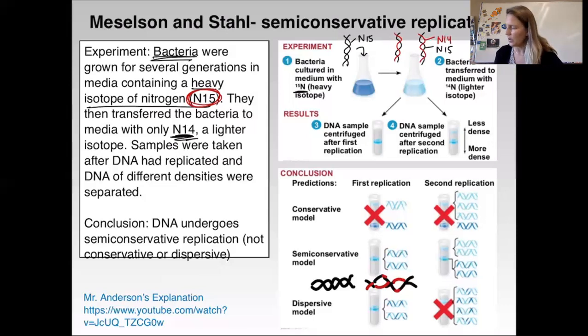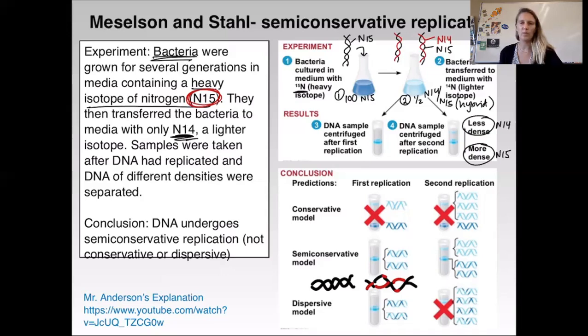So what you see now is that in generation 1, we have 100% N15. In generation 2, we have half N14, half N15. So they're all hybrids, right? And then they looked later and later. And they did this through a centrifugation where you can literally separate the DNA that is more dense, meaning N15, versus lighter or less dense N14. All right. So Mr. Anderson also does a nice job of explaining Meselson and Stahl if you want more information.